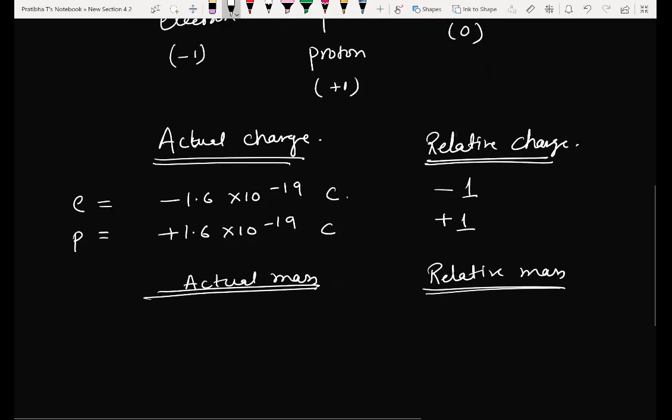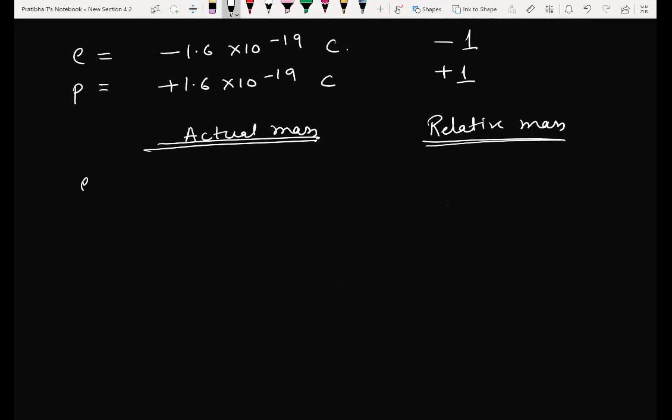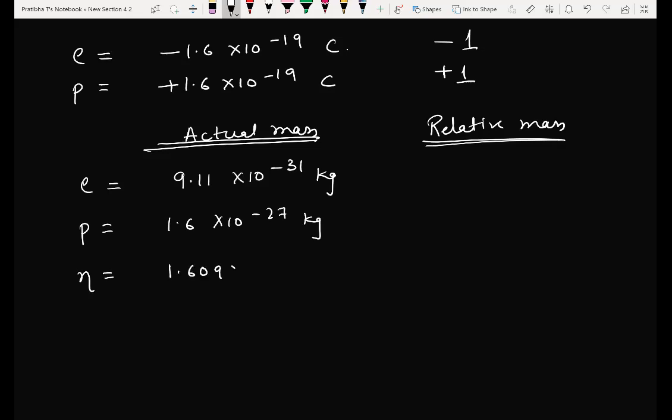Since the electrons are very small, the electron mass is considered as 9.11 times 10 raised to power minus 31 kg, whereas the proton mass and the neutron mass are considered as 1.6 times 10 raised to power minus 27 kg and 1.609 times 10 raised to power minus 27 kg. With respect to the proton, the relative mass is 1, this is also 1, and the electron is 1 over 1855, or somewhere you may have seen 1840.